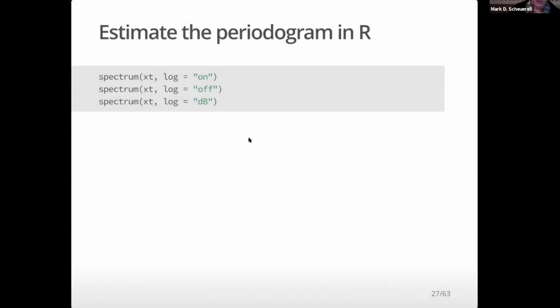So if you want to do this in R, you have a couple of options. Spectrum is the function, and you pass it a time series. And then you have 3 options for your arguments. You can either tell it, I want to show the results in log space, I want them in normal space, or I want them to actually be shown as intensity as measured by decibels, which is essentially a log scale as well.